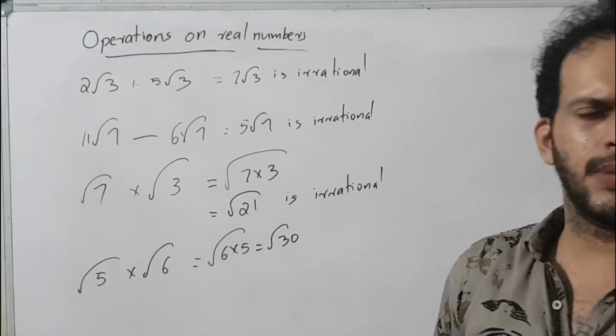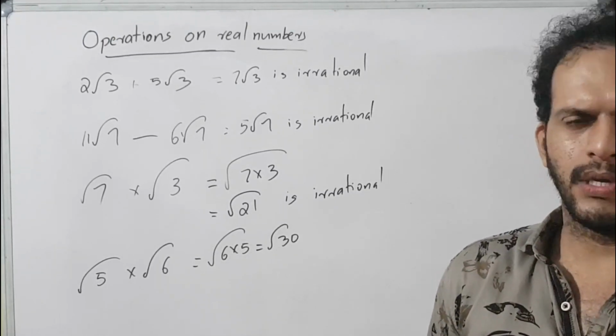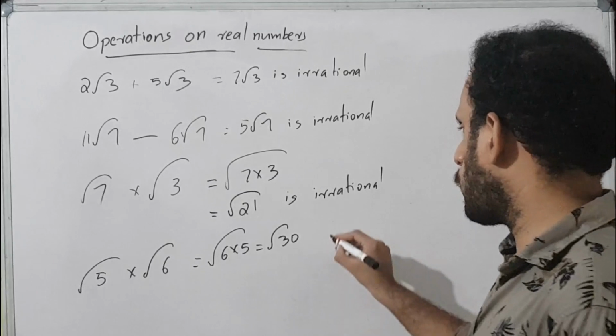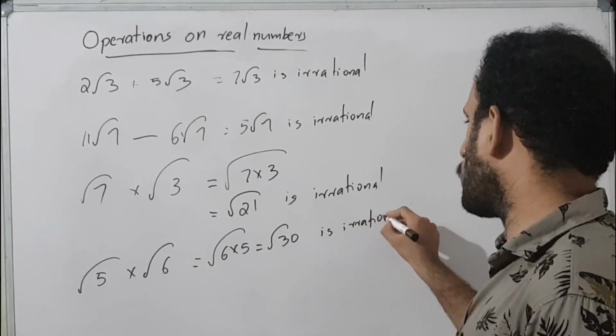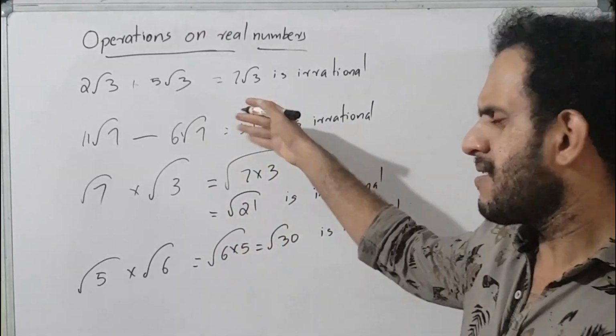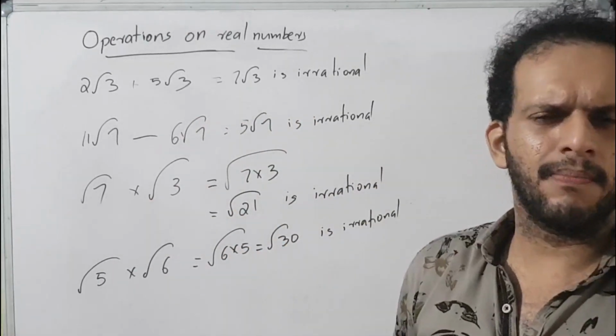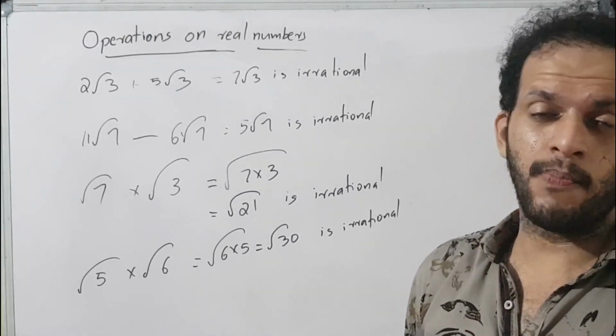Is it possible to find the square root of 30? No, it's not possible. So this answer is also irrational. Then is it possible to conclude like this: is the product of two irrational numbers an irrational number? Yes? No, it's not possible.